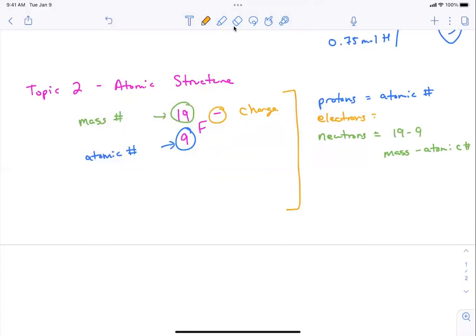Now your electrons are related to your charge. The way I would say it is protons minus electrons is equal to charge, because electrons are negatively charged and protons are positively charged. So if you subtract the number of electrons you have, that's the same as making them negative. So in this case, you would have 10 electrons as well.